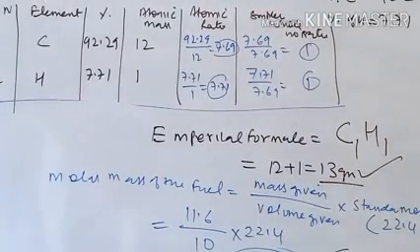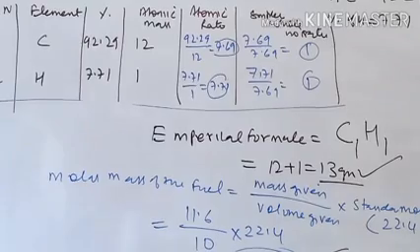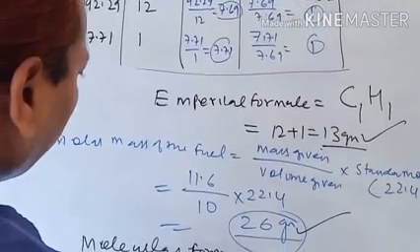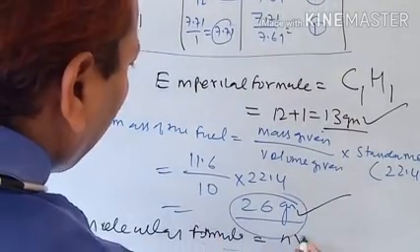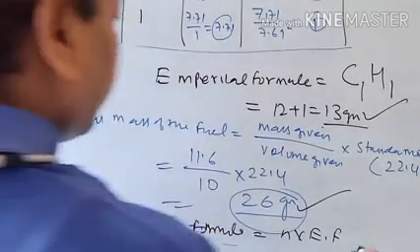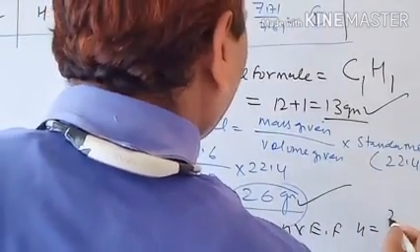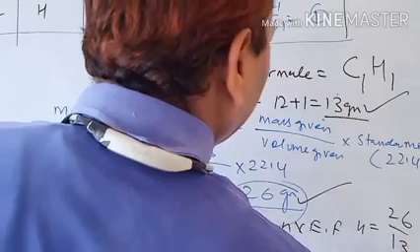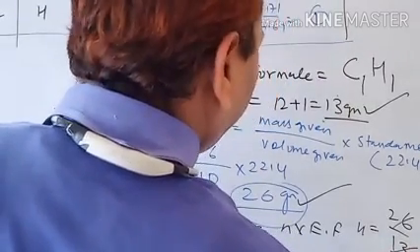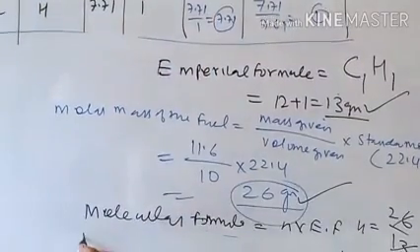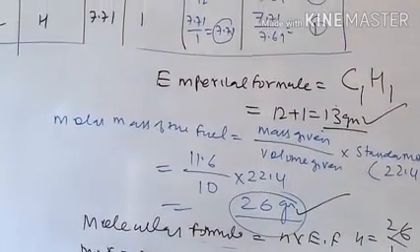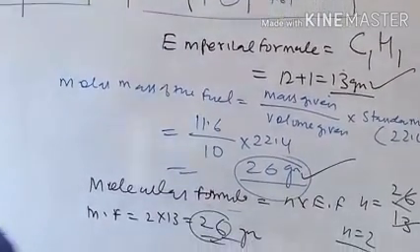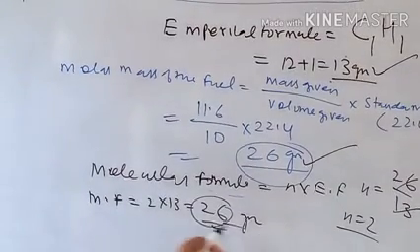Now the third part is asking: calculate the molecular formula. So children, this is a very important relationship. Molecular mass is equal to n into empirical mass. So children, n is equal to molecular mass 26 divided by empirical mass, that is 13, which is 2. So children, the n factor is 2. So molecular formula is equal to 2 into C1H1, which is C2H2, and the molecular mass is 26.